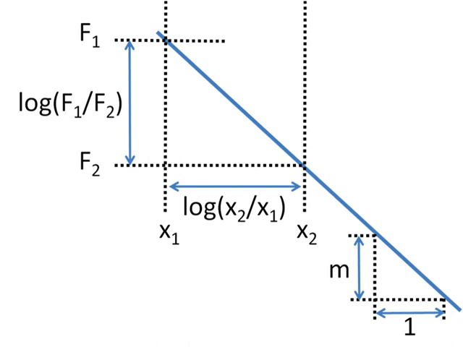Specifically, a straight line on a log-log plot containing points (x0, f0) and (x1, f1) will have the function f(x) = f0 (x/x0)^(log(f1/f0)/log(x1/x0)).